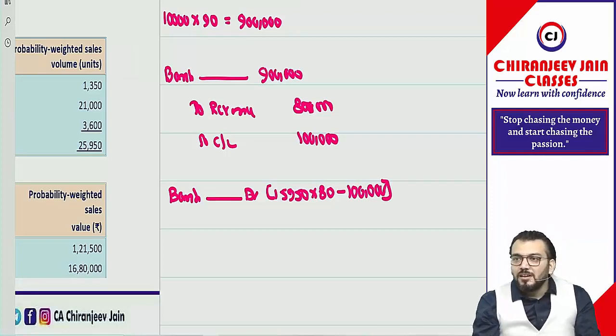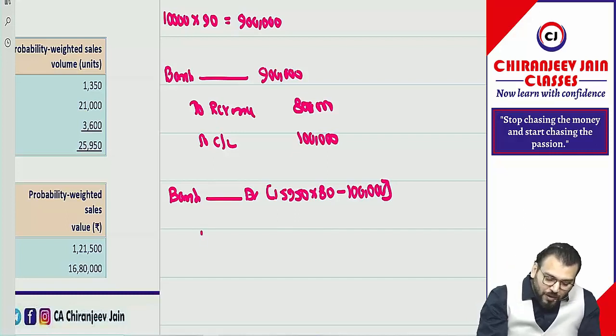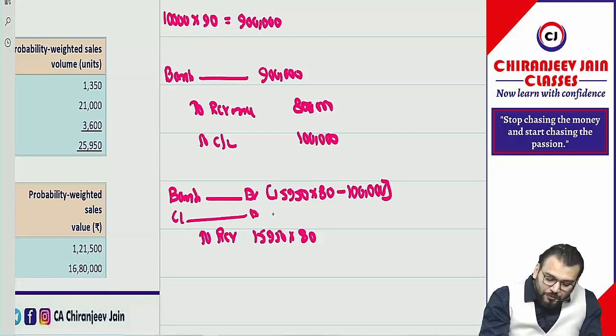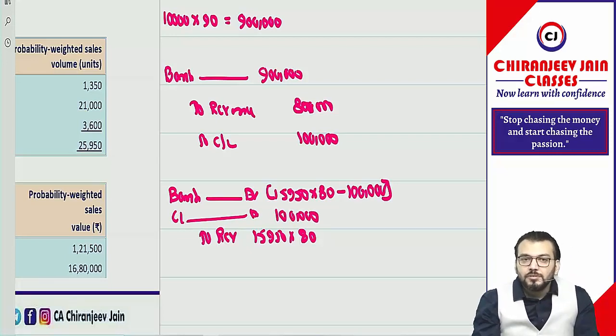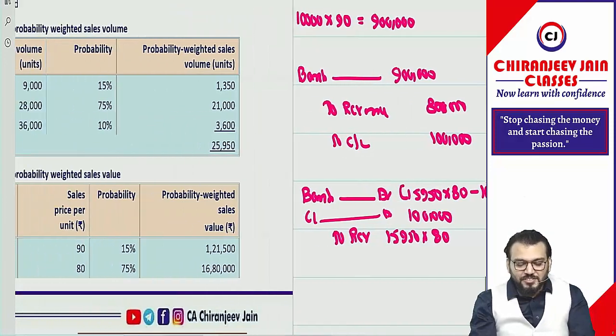Correct, now the entire unit will be sold at rupees 80. So for the first 10,000 I have received 1 lakh extra. To revenue, how much? Revenue will be 15,950 into 80, and the contract liability will be closed. Contract liability account debit 1 lakh will be closed. Understood? This was my viewpoint. But let's see the solution.